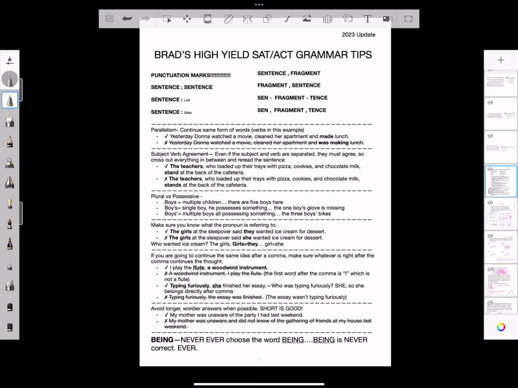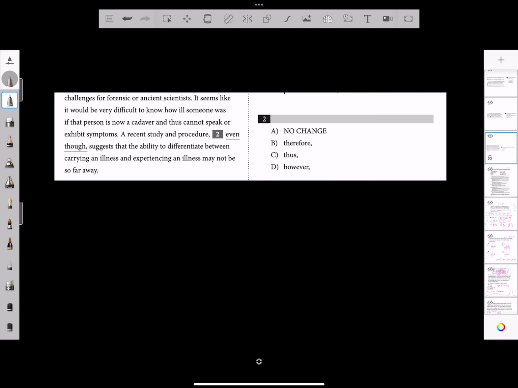You got to know this. This is a must know, this whole sheet, of course. So let's put it to use, give this problem a try.